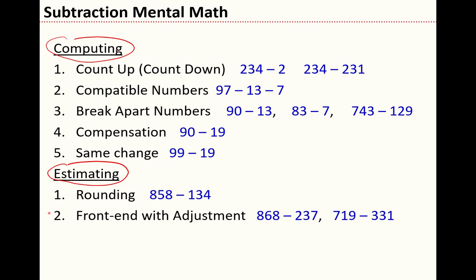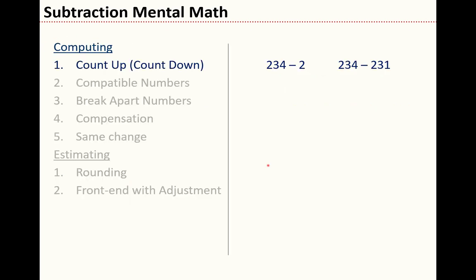All right, let's begin. Computing. So the first simplest way is counting up or counting down. Now, it seems as though when we subtract, we want to be just counting down. And for simple problems like 234 minus 2, that's how we think about it. I start at 234 and I want to subtract 2, so I think to myself 233, 232, and so there's my answer, 232. I counted down 2 steps and I got my solution.